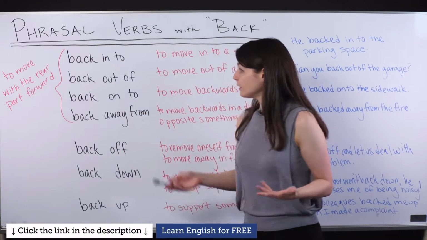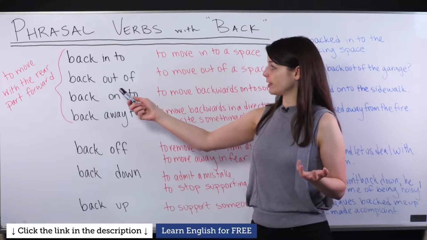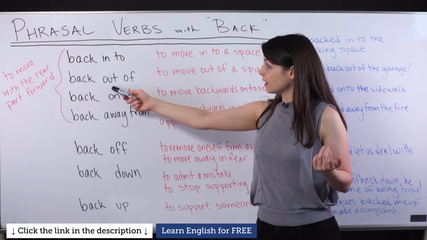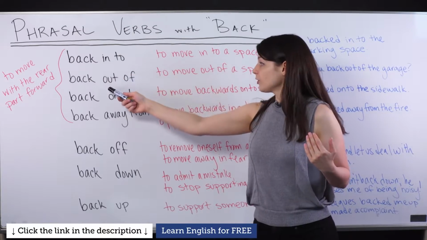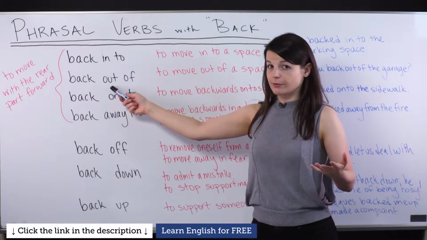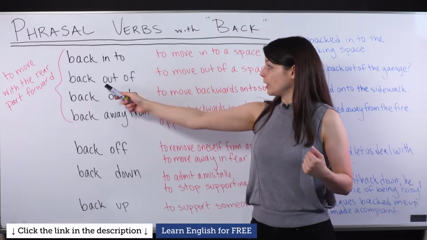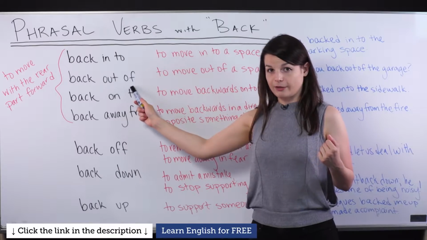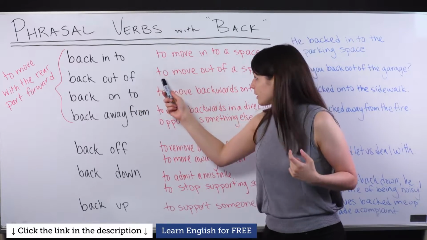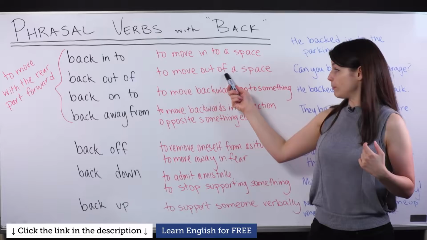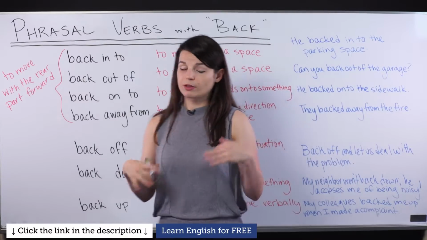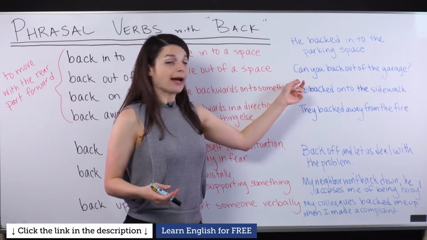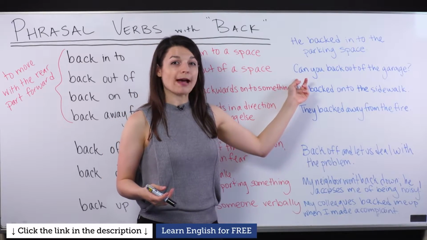Okay, so now let's look at the opposite of this, to back out of something. So since we have out here, we had in before, this shows us this is the opposite direction then. However, we don't use back out to, we use back out of. Please be careful here, back out of. So this means to move out of a space. So an example sentence might be, a question in this case, can you back out of the garage?